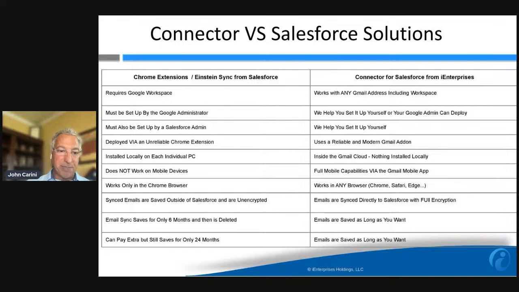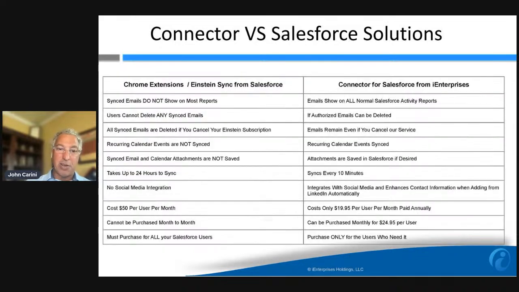The email sync only saves 6 months worth of emails for some strange reason, and then they get deleted. And with us, emails, when you automatically sync them or save them manually, they basically stay as long as you want. And you can actually pay them extra, $50 a month extra, and they'll save your emails for 24 months, but then they delete them anyway, whereas we save them as long as you want.